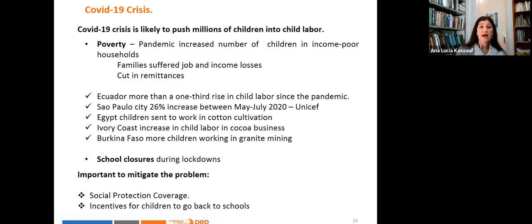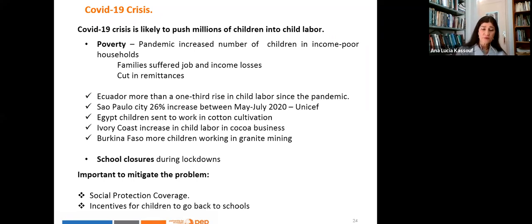So finally, I would like to talk about what about COVID? What is going to affect children working in schooling? Of course, with the COVID problems, we expect millions of children going to child labor. Why? Because the pandemic increased the number of children in income-poor households. So families suffer a lot: job loss, income loss, cut-off remittances.